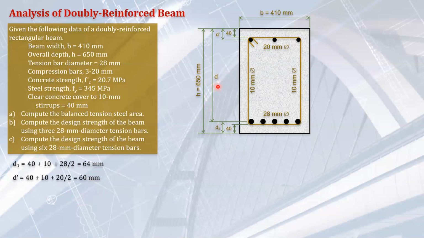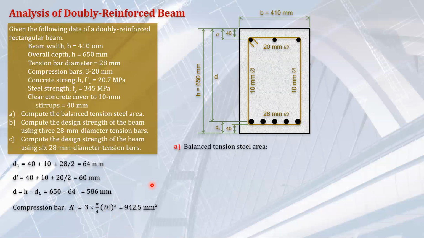So we can now solve our effective depth. The effective depth is 650 minus D1, so that's 586 mm. And the compression bar is 20 mm diameter, so that's 942.5 square mm. Okay, let's start with the balanced steel area.